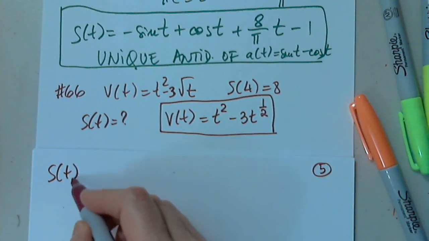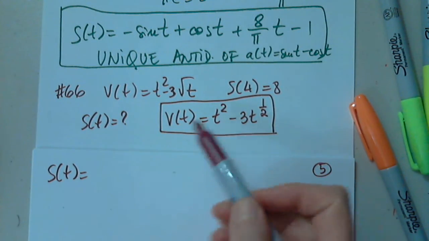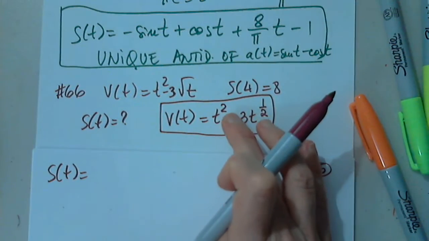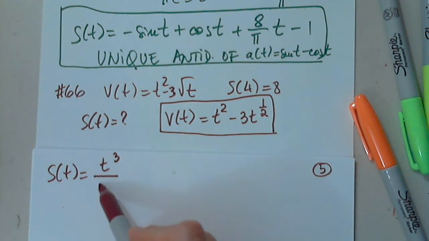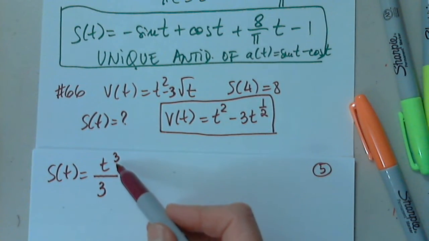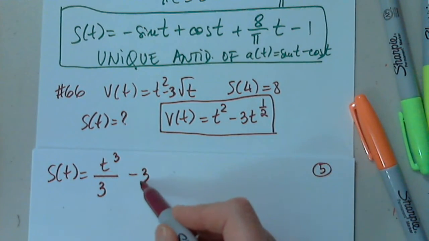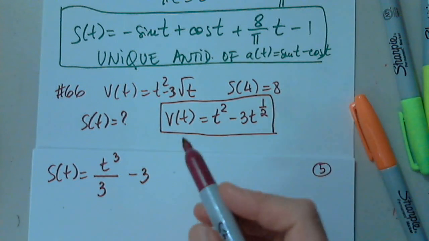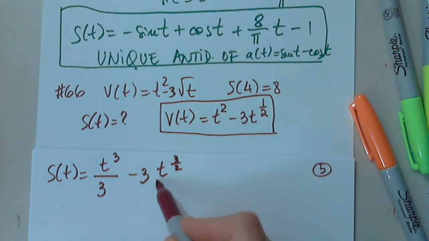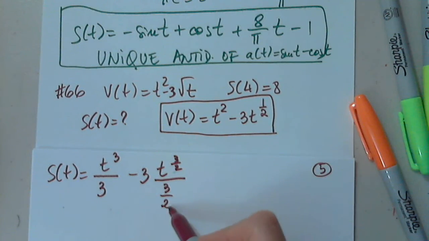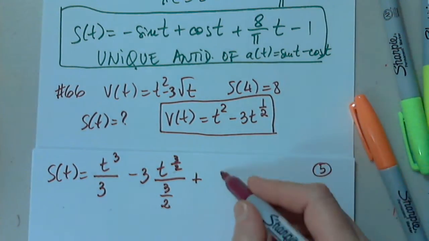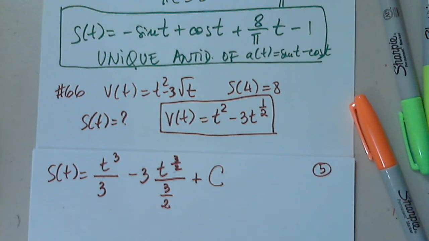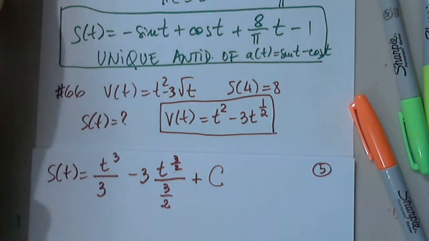So then s of t is, for this function prime to be t squared, I have to increase the power by 1 and divide by that outcome. Same thing here, minus 3. I have to increase the power by 1 and divide by that number. Plus, what function prime is 0. I always have to think about that. At this point, this is the most general antiderivative. I have to clean it up a little bit.